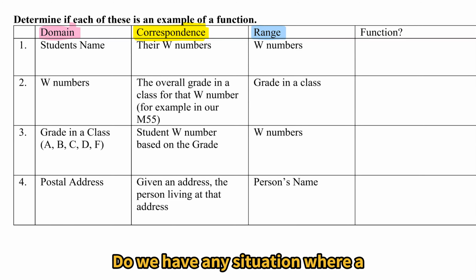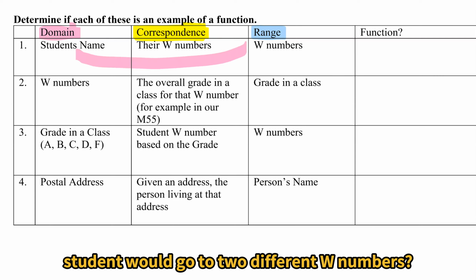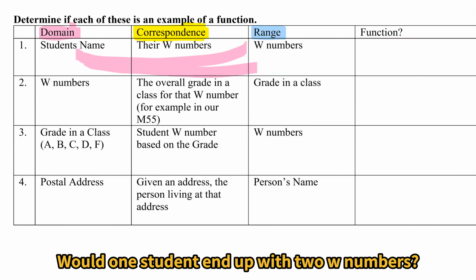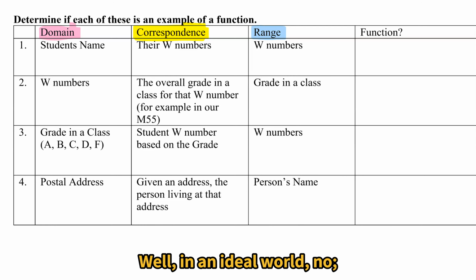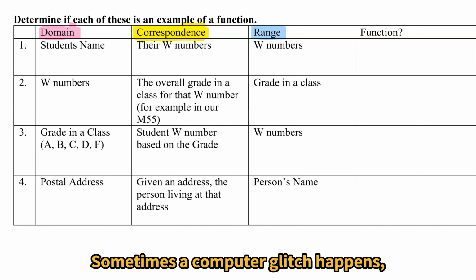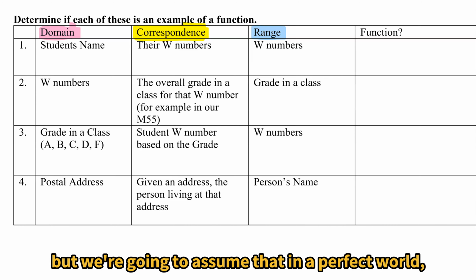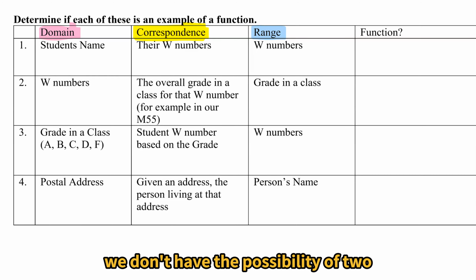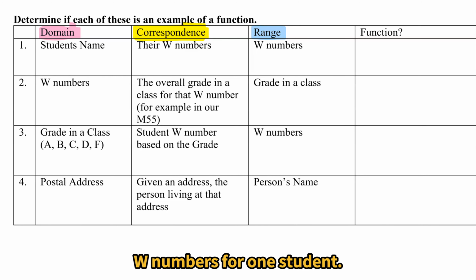Do we have any situation where a student would go to 2 different W numbers? Would one student end up with 2 W numbers? Well, in an ideal world, no. Every student has only one W number. Sometimes a computer glitch happens, but we're going to assume that in a perfect world, we don't have the possibility of 2 W numbers for one student. So this would be a function. One student to one W number. Pause and try number 2.